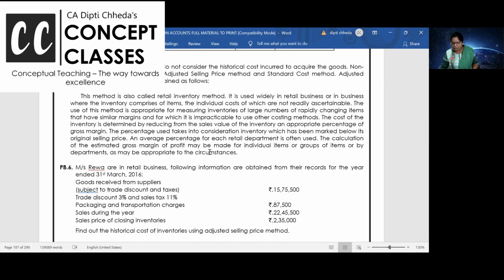Chalo, now we'll go to something very nice, very logical, beautiful. In your CA Inter single entry insurance claims, I am teaching the same thing.